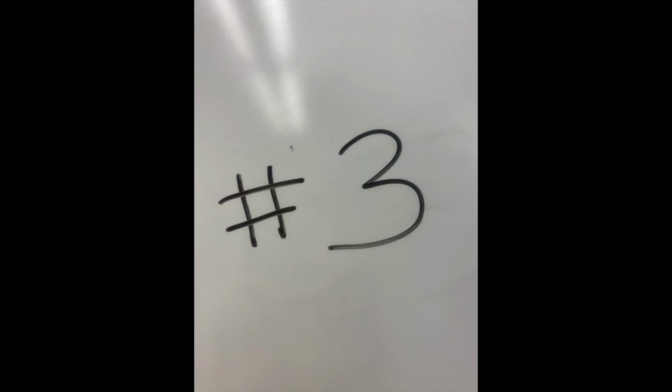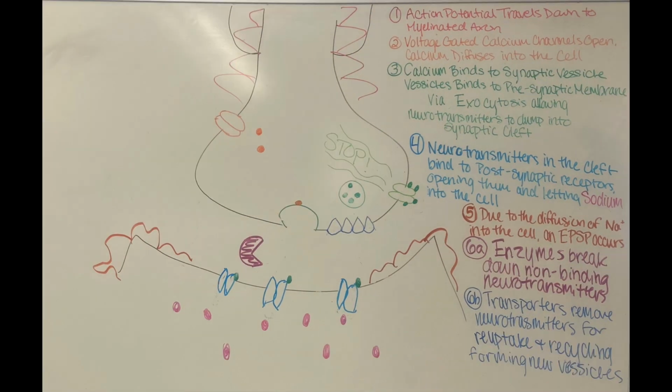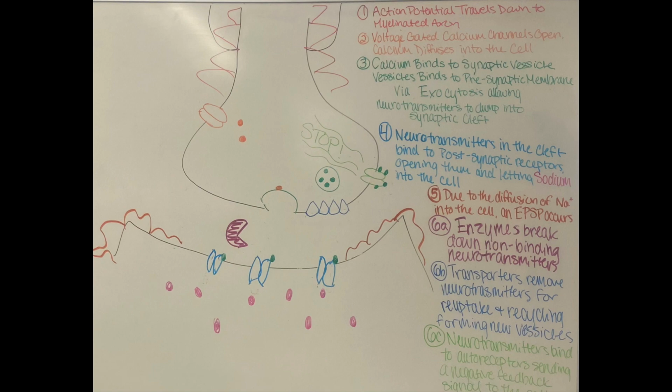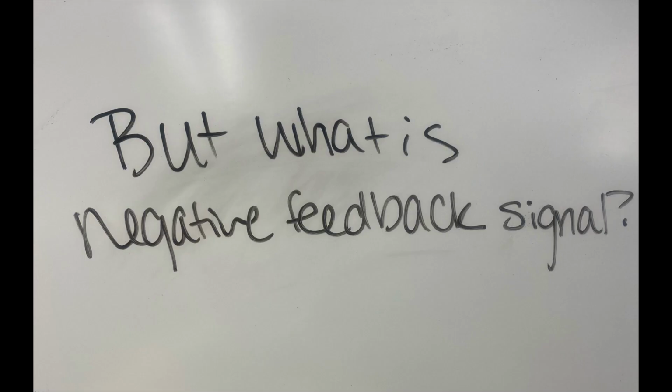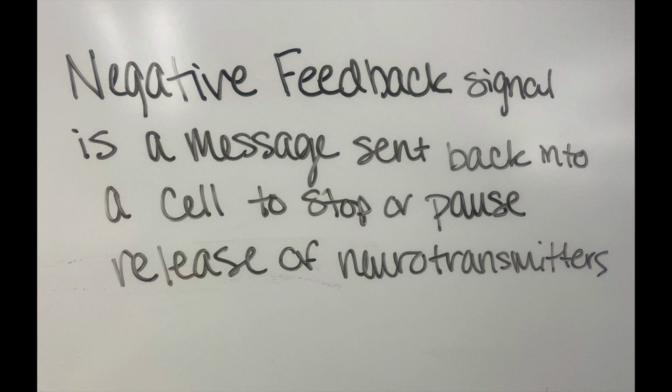Number 3. Here we have neurotransmitters bind to the autoreceptors, sending negative feedback signals to the cell. But what is a negative feedback signal? A negative feedback signal is a message sent back into a cell to stop or pause a release of neurotransmitters.